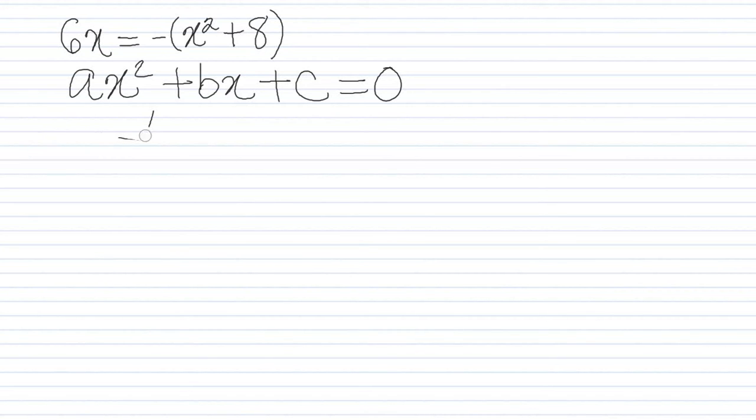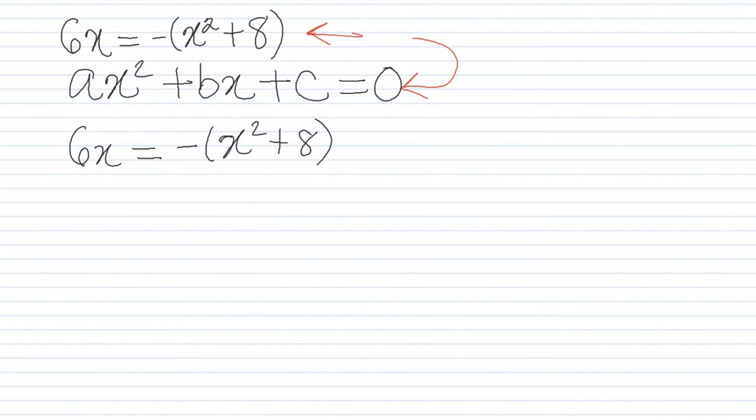So what we can see right here is that the equation that we're given does not follow the general form. So what you're supposed to do is to get this equation to look like the general form, like this. It's just going to be simple math. So you have 6x equals negative, open bracket, x squared plus 8. Since this is a negative value, we can expand and open the bracket. So we have 6x equals negative x squared minus 8.